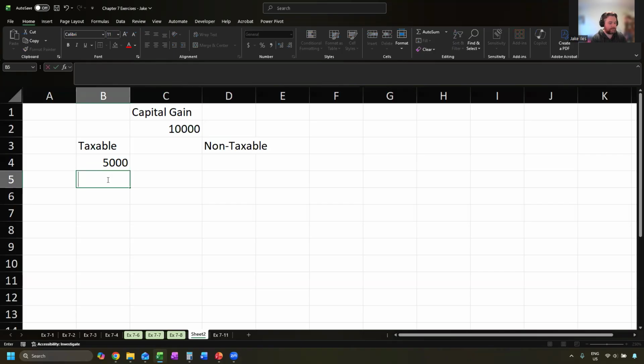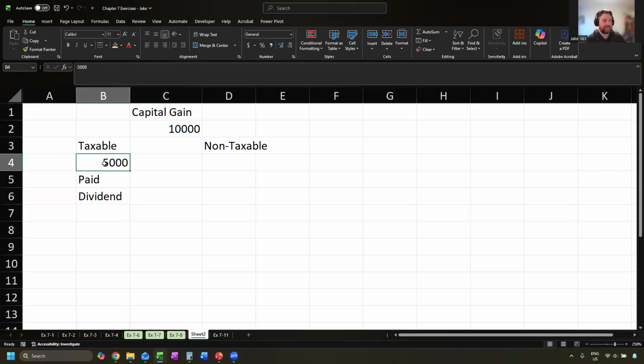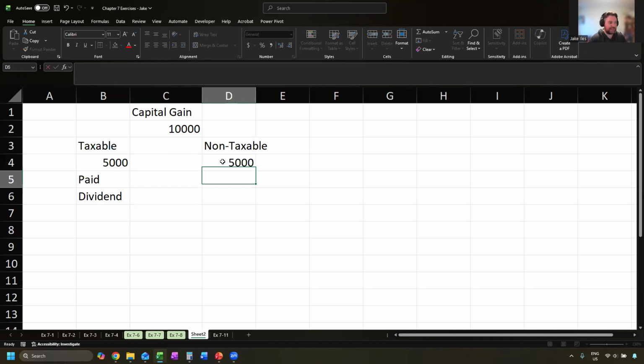If this gets paid to a shareholder, that is a regular dividend based on their tax rate. So if that $5,000 was taxed at the general rate, it's an eligible dividend. If it was taxed at the small business rate, it's a non-eligible dividend. The non-taxable portion is $5,000. This amount was not added to the corporation's income. It's a non-taxable portion. So when they pay out this $5,000, this is called a capital dividend.